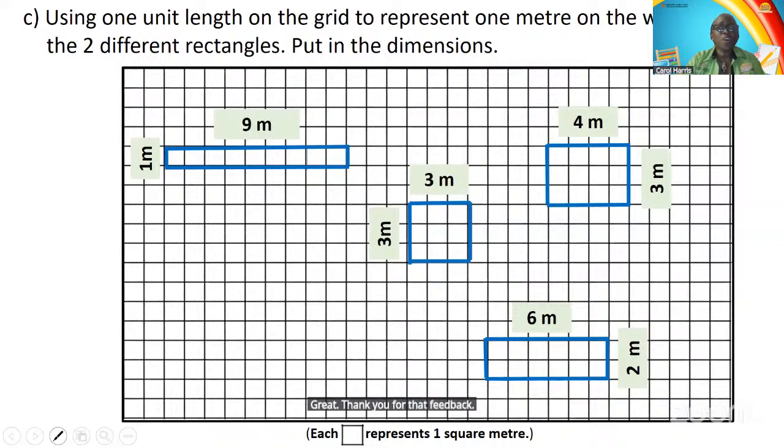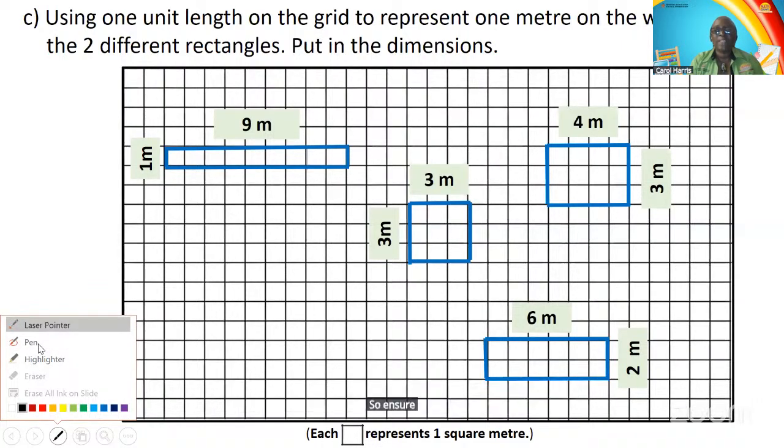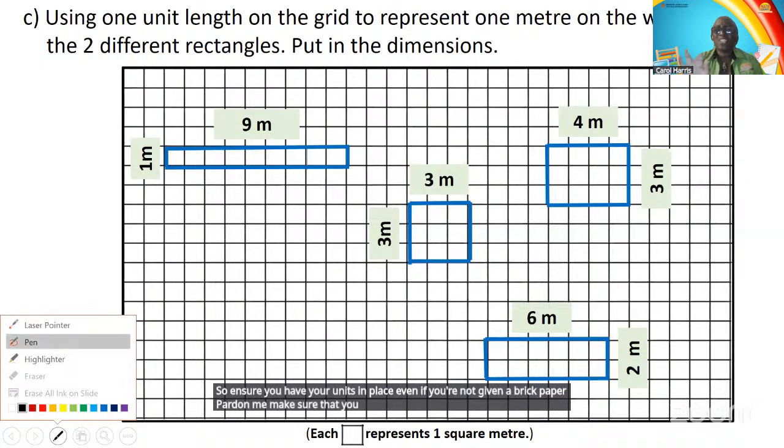We're going to move on. I hope everybody gets an idea of what this looks like. Even if you weren't given a grid paper, but you're asked to draw your rectangle, put in your dimensions, put in the measurements for each side, making sure you have your units in place. Make sure you draw your rectangles so they look reasonable. Okay, let's move on.